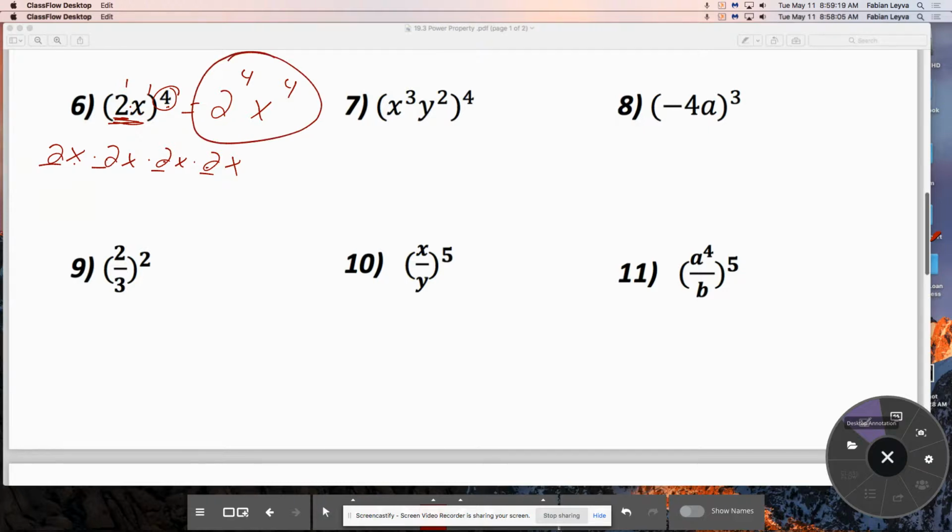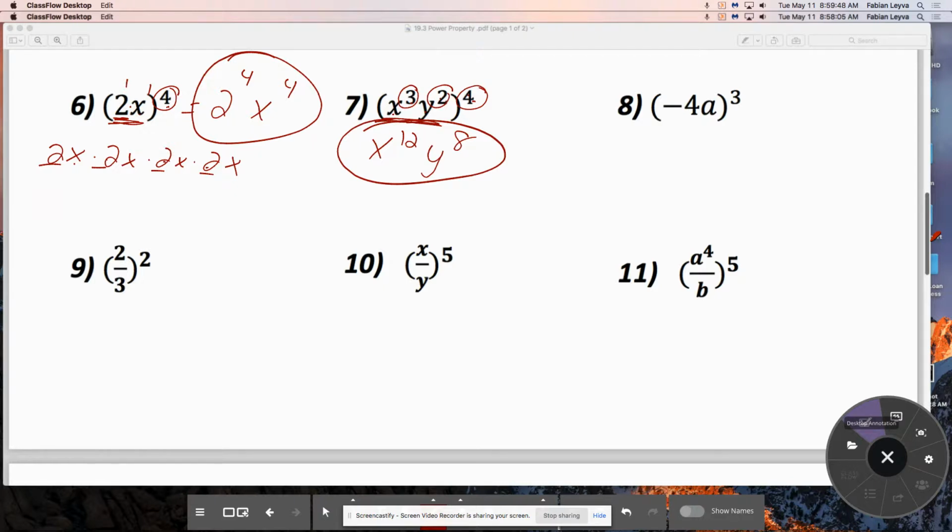Now, this is just kind of piggybacking off number 6. Because notice you have a base of x, which is getting raised to the 3rd power, and a base of y getting raised to the 2nd power. And that is all getting raised to the 4th power. So if you have an exponent to an exponent, what do you do? Multiply. Your base stays the same. 3 times 4 is a positive 12. Your base of y stays the same. 2 times 4 is a positive 8. So you notice that is all you need to simplify that one.